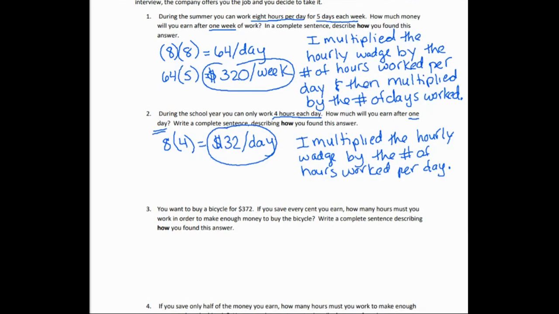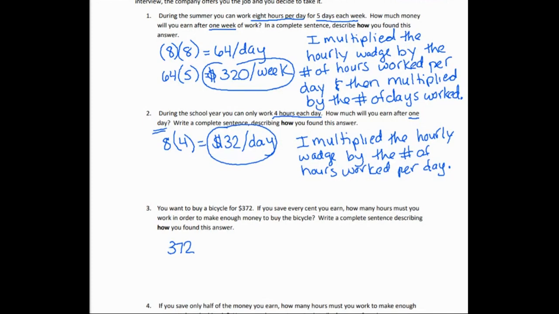Before we were trying to find the amount of money, so we were multiplying. This time we have the amount of money, but I want to figure out how many hours. So we're going to kind of undo what we just did. And the opposite of multiplication is division. So Max is saying we're going to divide. What are we going to divide, Max? You're going to divide 372 by 8. Very good. So we're going to divide 372 by 8.